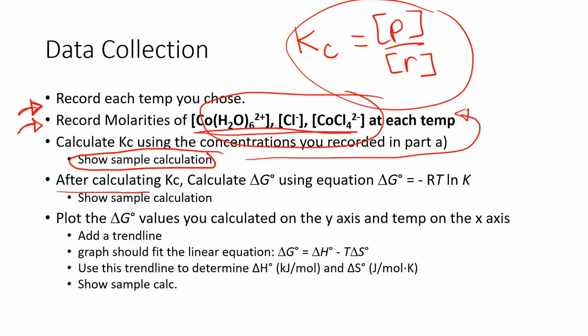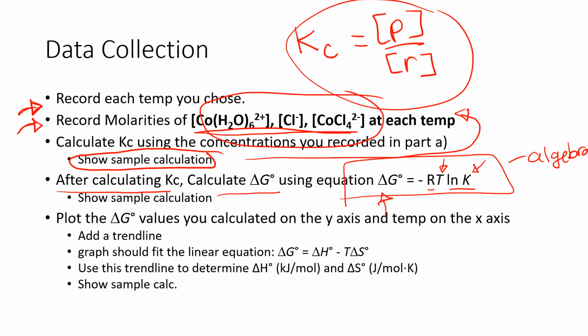After calculating all your Kc's, you will calculate your delta G using this equation. Like I said, I'm leaving it up to you to do the algebra. You will have to do a little bit of algebra to solve for... I just realized you don't have to do algebra. So I think I said that a little bit earlier. You don't have to do algebra. All you have to do is plug it in. Plug in your temperature, plug in your R value, and do the natural log of it, and you will get your delta G. I don't know why I was thinking that.